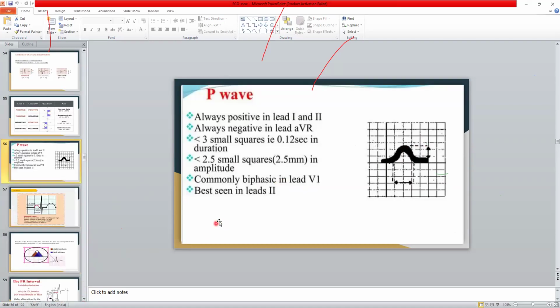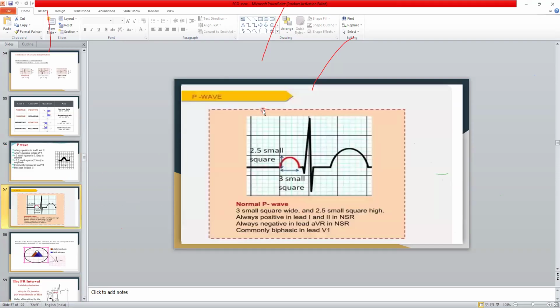Whenever you have to see the shape and the duration of the P wave, always look at the P wave in lead 2. See, this is the P wave. Here, I have told you already that the duration should be less than 3 small squares, and the amplitude should be less than 2.5 squares. This is the normal P wave.